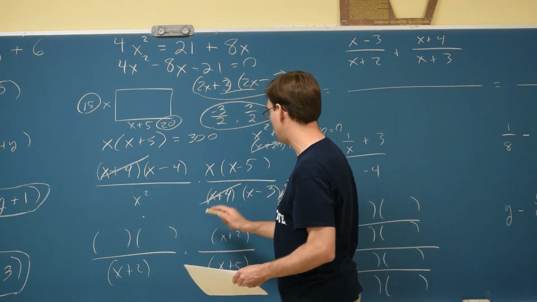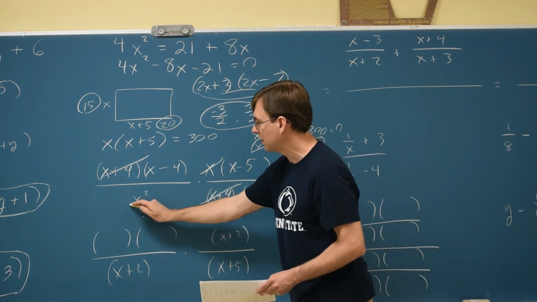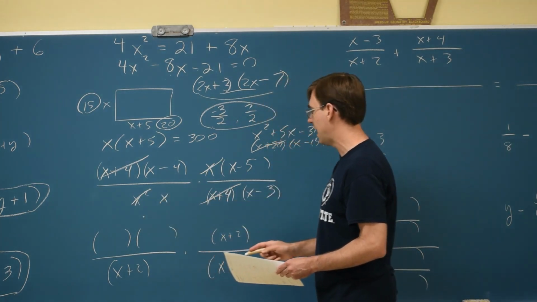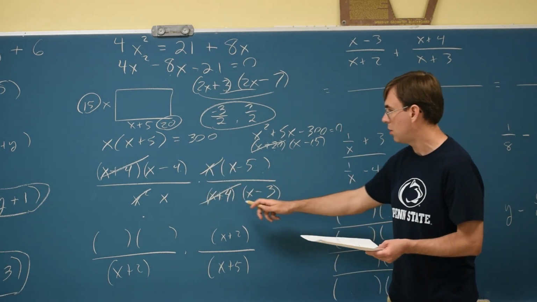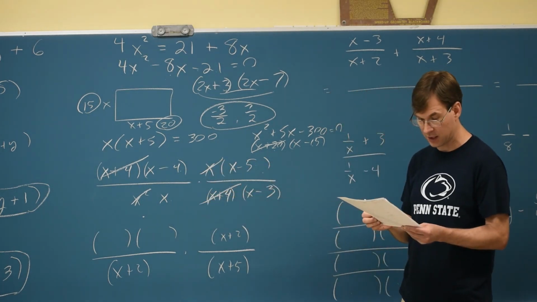Cancel, cancel. This x can get rid of some of the x squared, but leave an x. The top would have 2 groups of parentheses. The bottom has an x and an x minus 3.